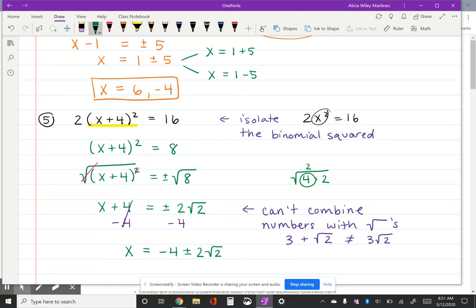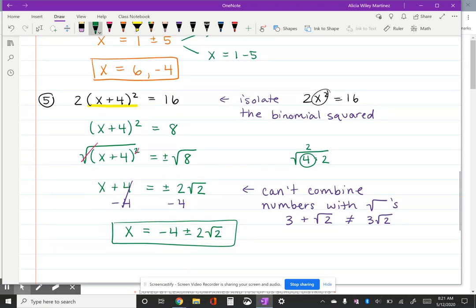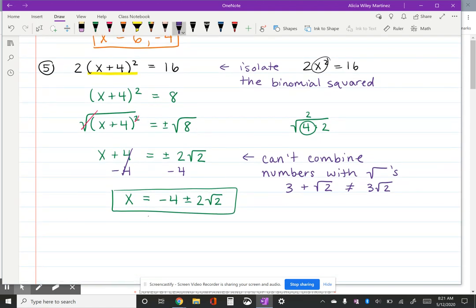Now you don't need to split this one up like we did the last one, because these are not like terms. The reason I split the last one up into 2 separate little operations is because they were like terms. But you still have 2 solutions here. Your solutions are negative 4 plus 2 root 2, and your other solution would be negative 4 minus 2 root 2. And if you wanted to see what those approximate values were, you could put them into the calculator and get an idea of exactly where your graph would cross the x-axis.